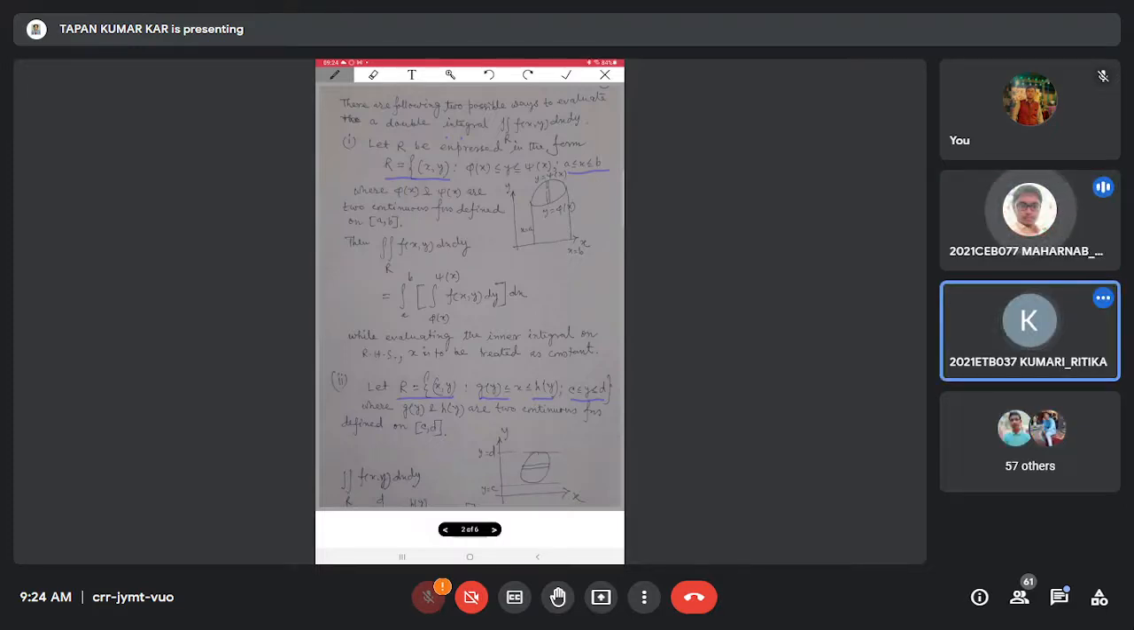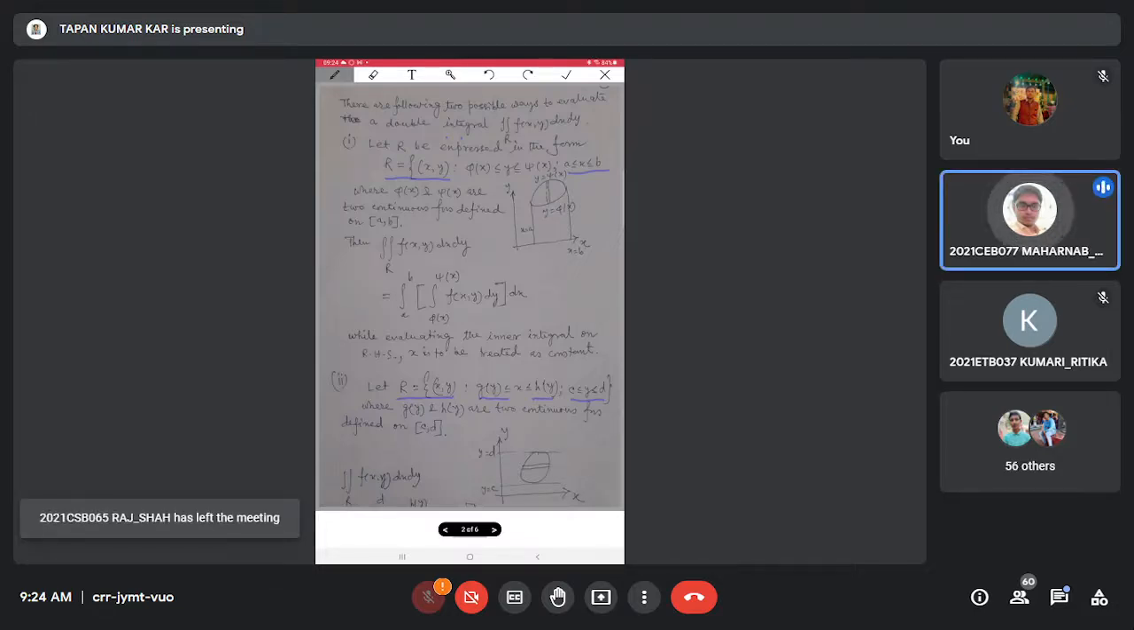Sir, can I ask something? Yes. Sir, this is the area of this part, but conventionally, until now, we used to find this area by subtracting: the integral of psi x minus the integral of phi x. Then we find the area. Then why should we use, sir, the double integral?